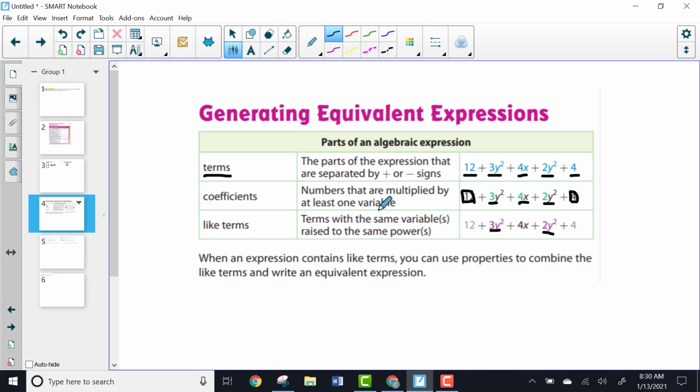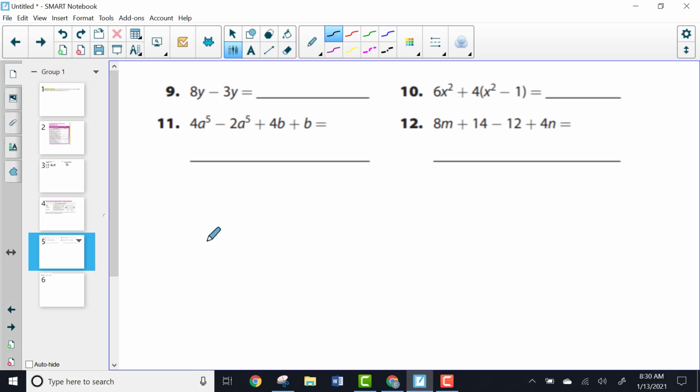So when an expression contains like terms, you can use properties to combine the like terms and write an equivalent expression. And the properties I'm talking about are the properties found on page 277. So now we are ready to start combining like terms. Let's take a look at this here. What we have here, number 9, is right in your Go Math book on page 280. I'm going to do a couple problems with you first, and then we'll do a couple together.